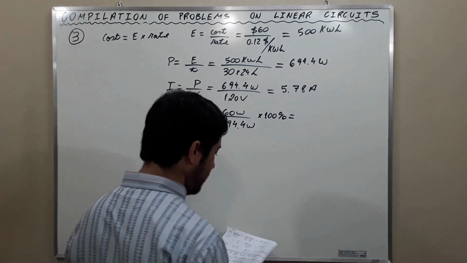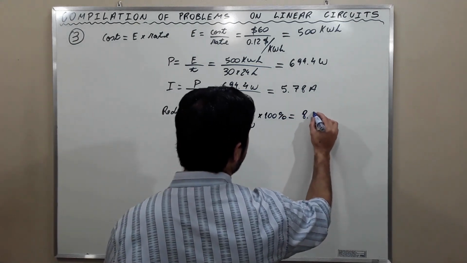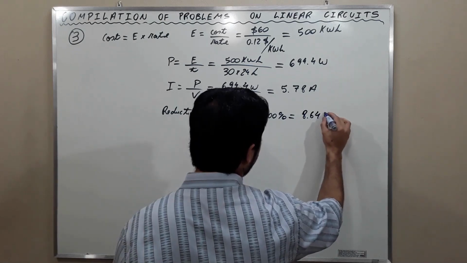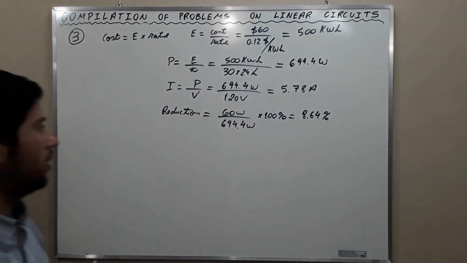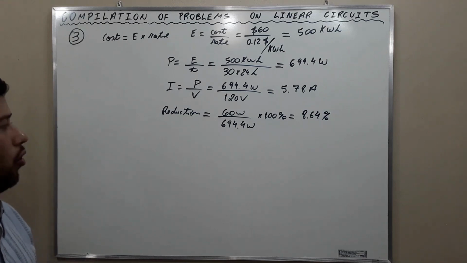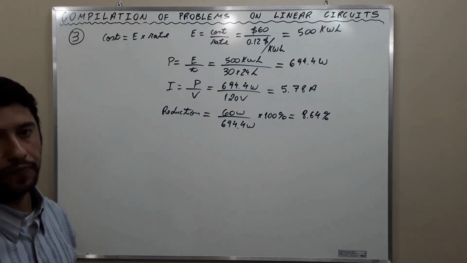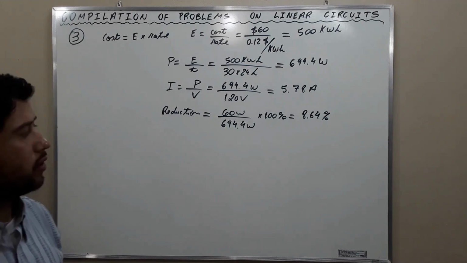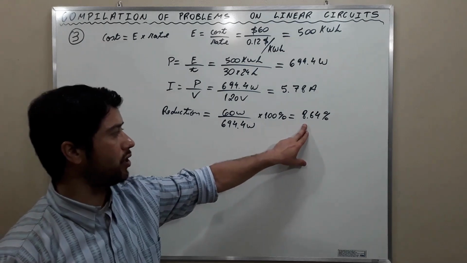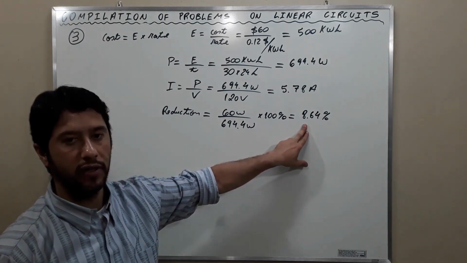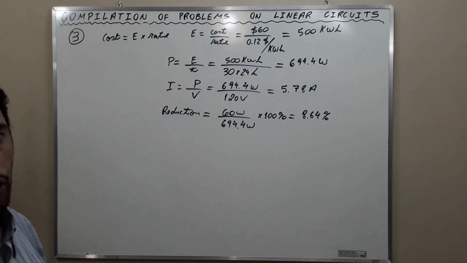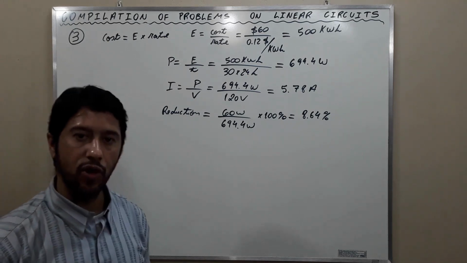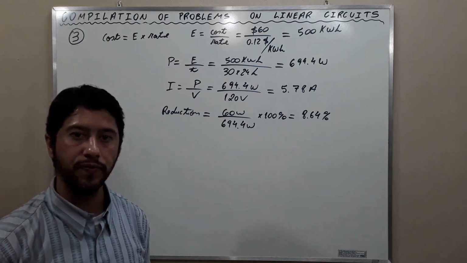And it is a reduction of 8.64% if our light is on continuously, and if we turn this light off, there will be a reduction of 8.64% in our electrical bill. Okay? This is all for exercise 3. Now let's go to exercise 4.